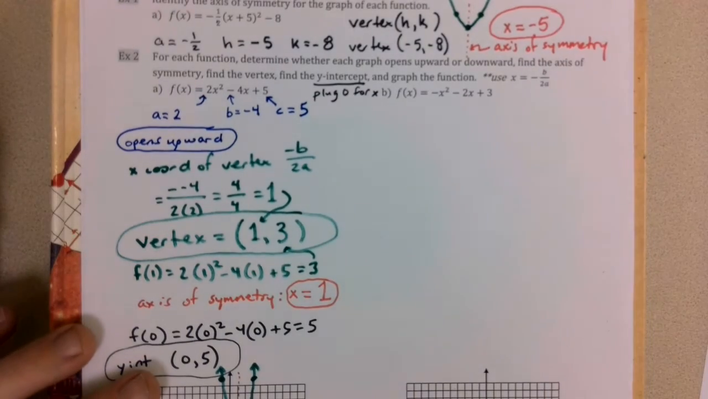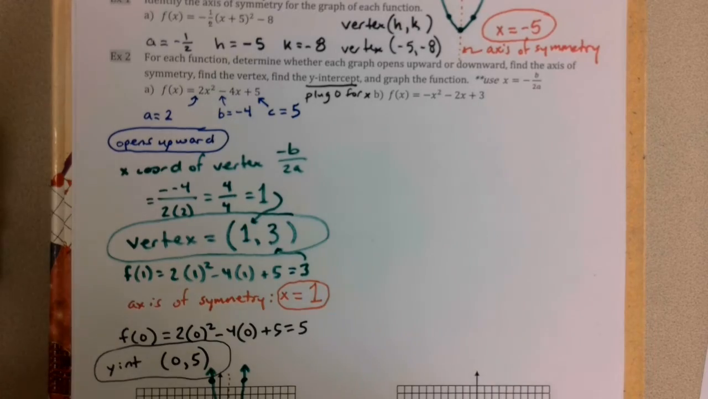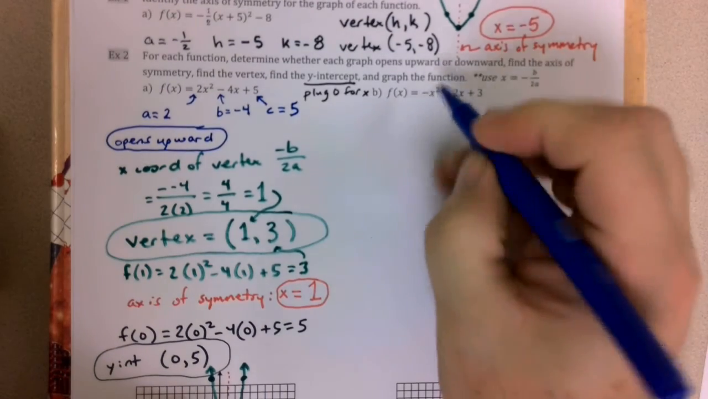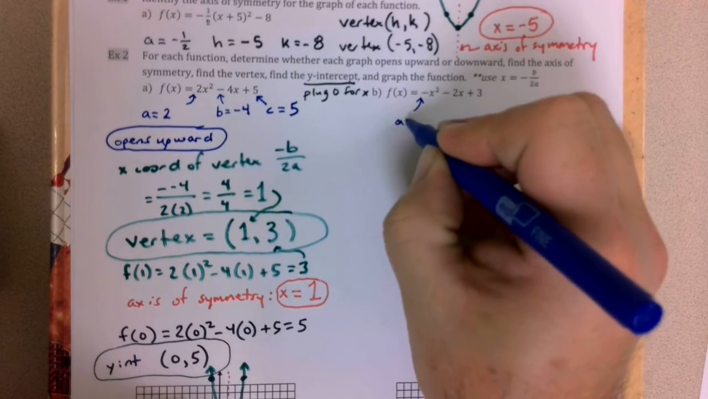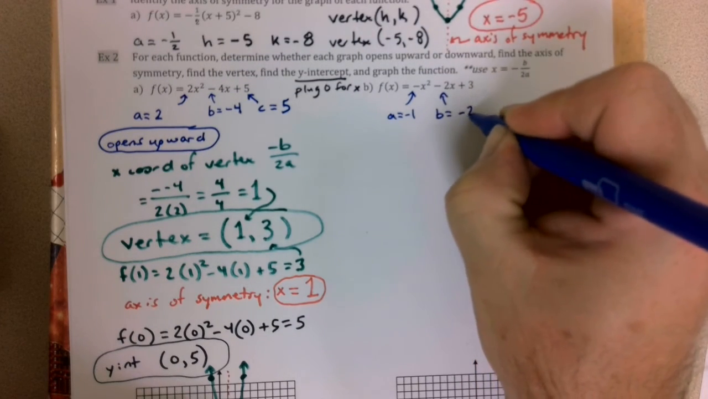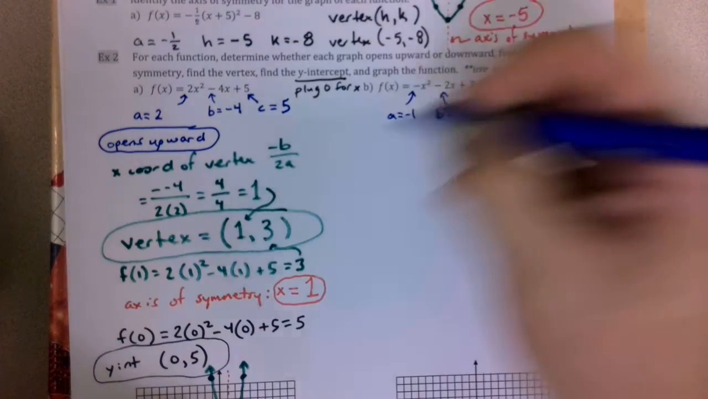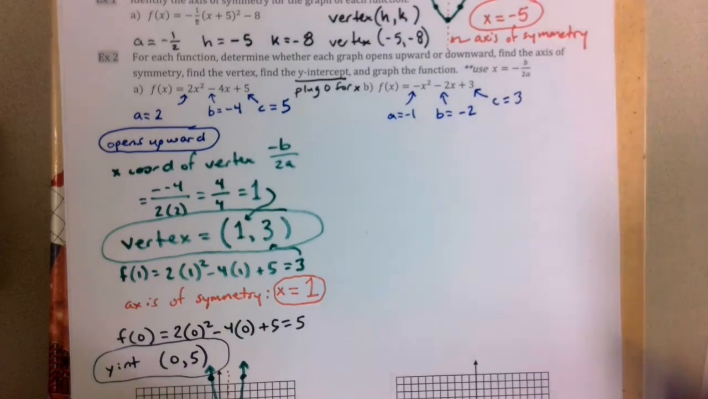All right, let's run through and do this next example following those same directions. First, I want to identify if this opens upward or downward. In this problem, I can see that a is going to be a -1, and that b in standard form here is going to be a -2. We don't really use c for any of the formulas at least, but c is 3 in this problem.